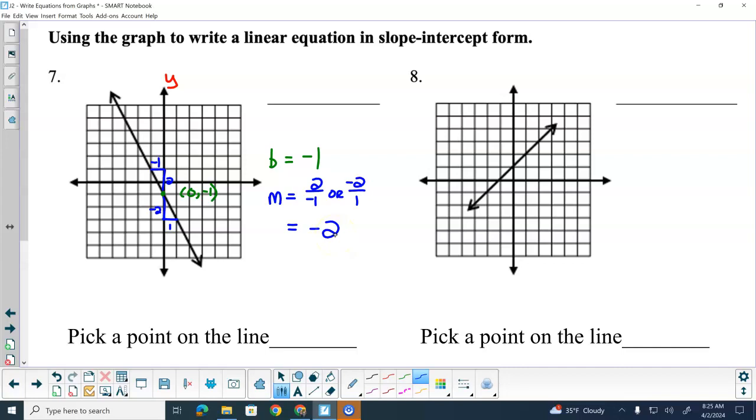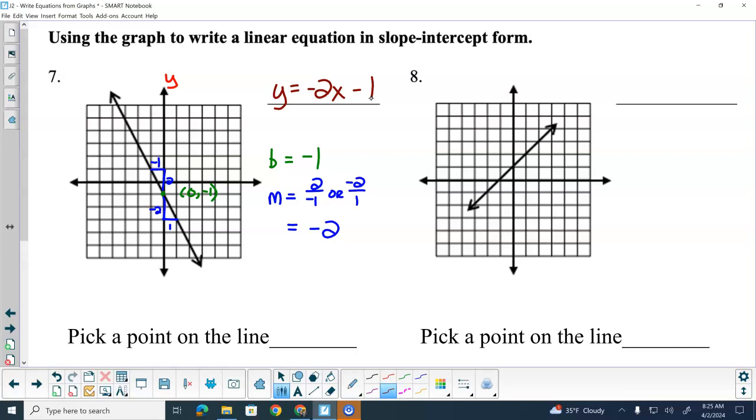Okay? So now I'm going to use y equals mx plus b. Y equals, my m is -2, x plus -1. Do I ever write plus -1? What do I write instead? Just -1, right? Yeah. So y equals -2x minus 1.